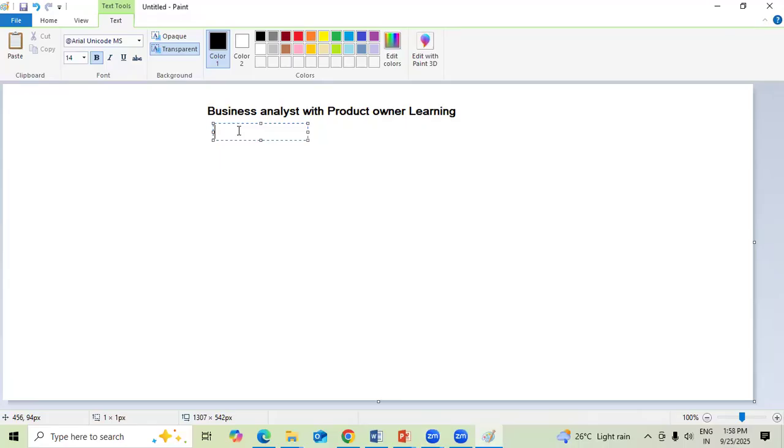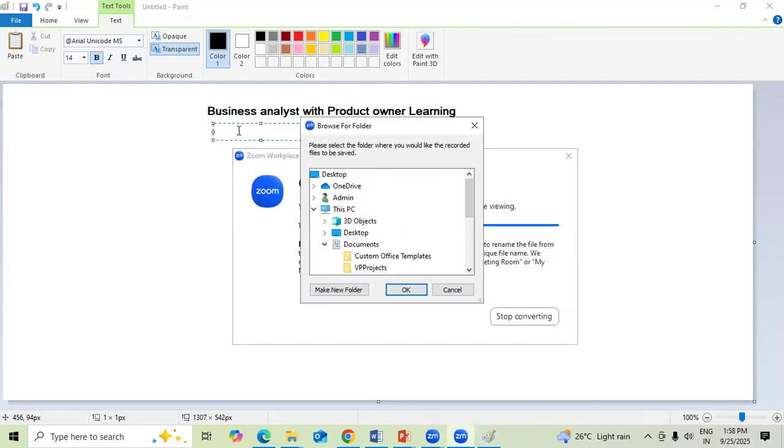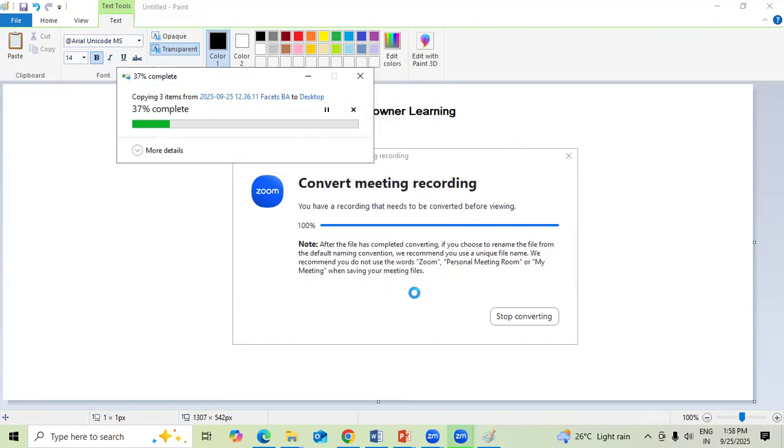So, as part of our business analyst with product owner learning, today we are going to discuss how the transition happens from the business analyst role to the product owner role.